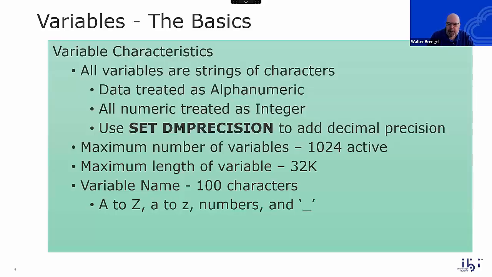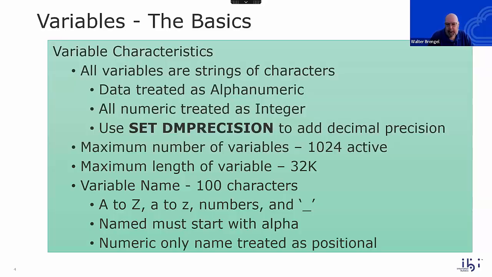The variable name should start with capital A to Z, lowercase a to z. Numbers, don't make it a single number, because if you do, then we lose that positional functionality that we had where we had AMPER1, AMPER2. Especially if you name something AMPER1 and then you pass the parameter in, you might get something that you didn't expect. Hence, the name must start with an alpha.